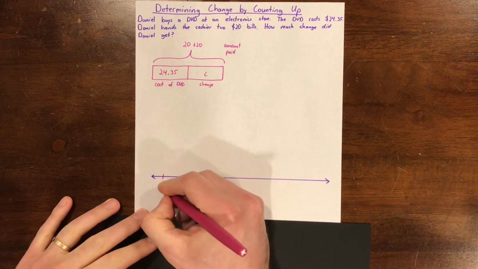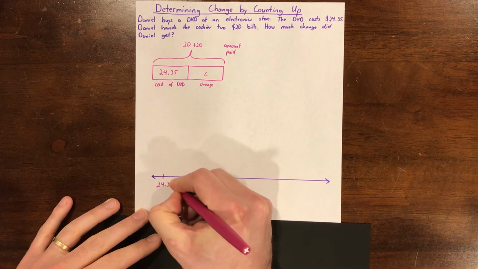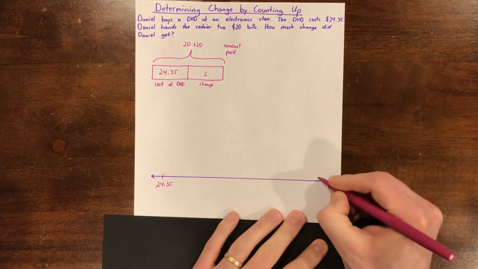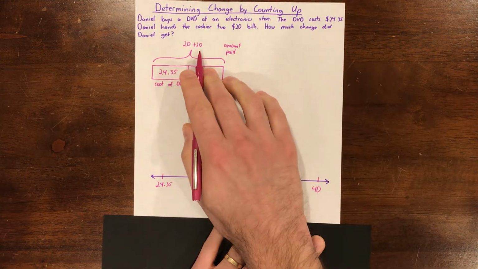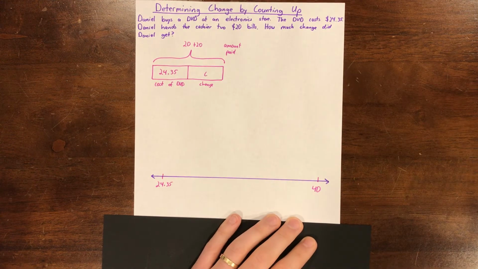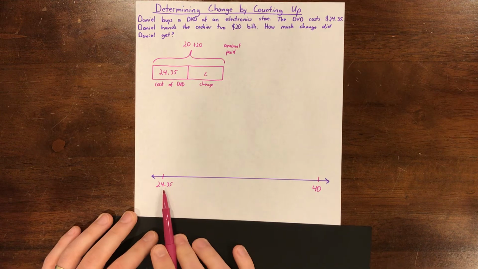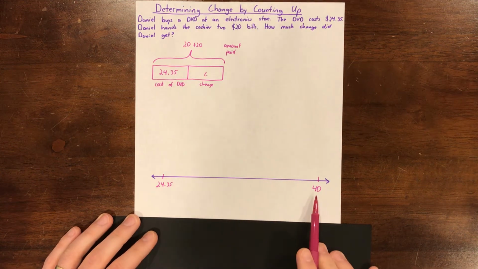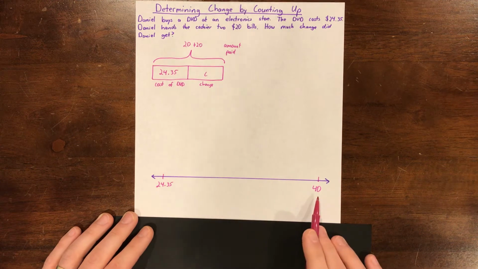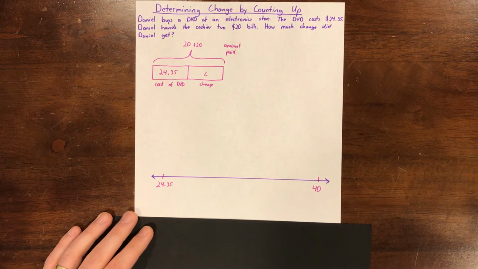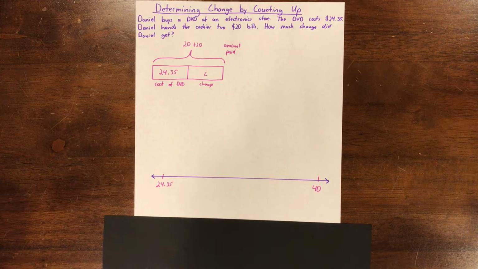Yeah, $24.35, right? That's the cost of the DVD. And then $40, that is the amount paid because 20 plus 20 is 40. Okay, and what are these jumps that we are going to make from $24.35 up to $40? What's that going to tell us? Say it out loud. Yeah, it's going to tell us the difference between the cost of the item and the amount that was paid for it.